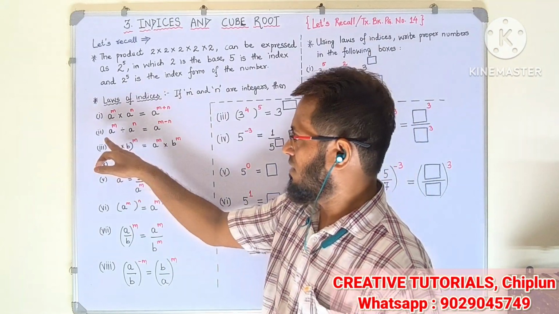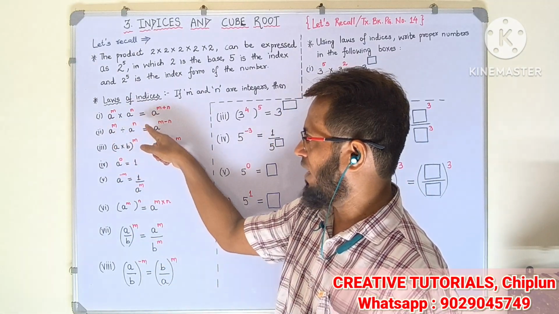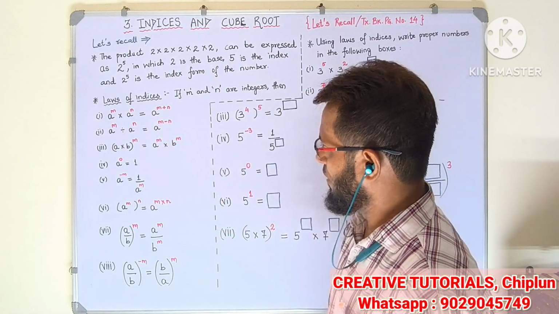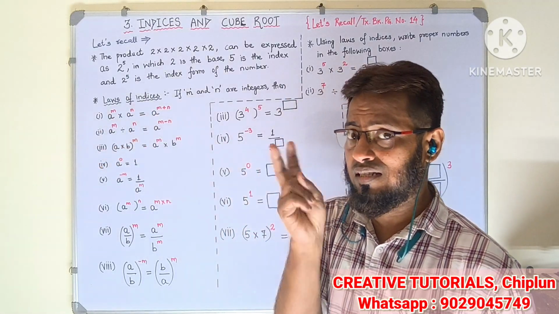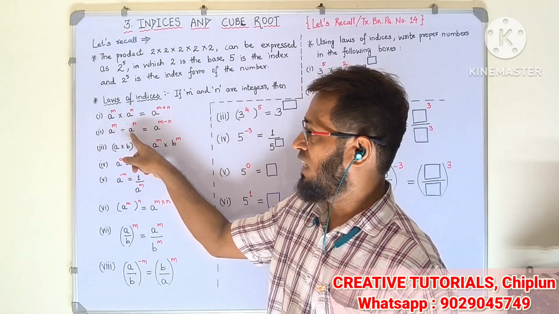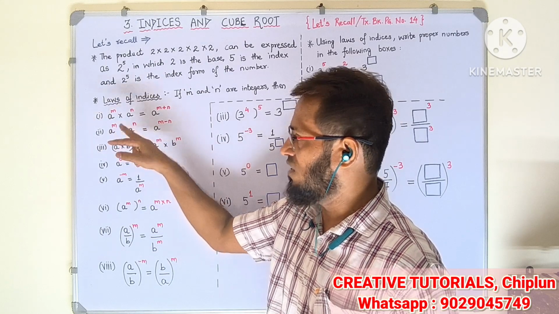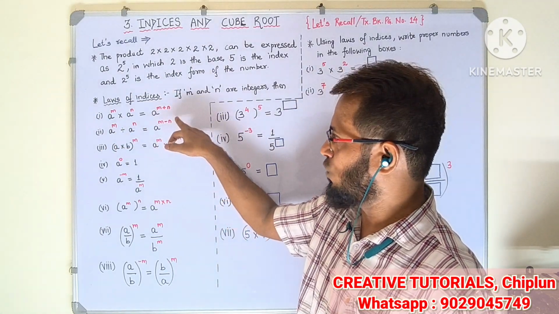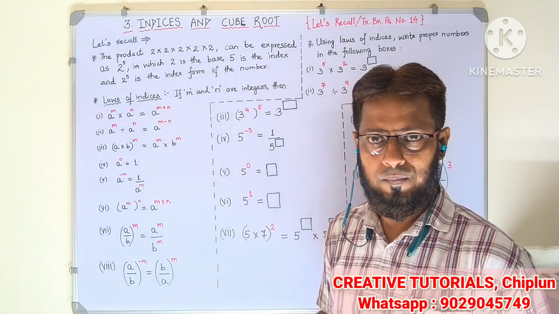Then the second law says that a raised to m divided by a raised to n is equal to a raised to m minus n. That means if we divide two numbers whose bases are the same, then their indices or powers get subtracted. So it becomes a raised to m minus n. The indices are getting subtracted.